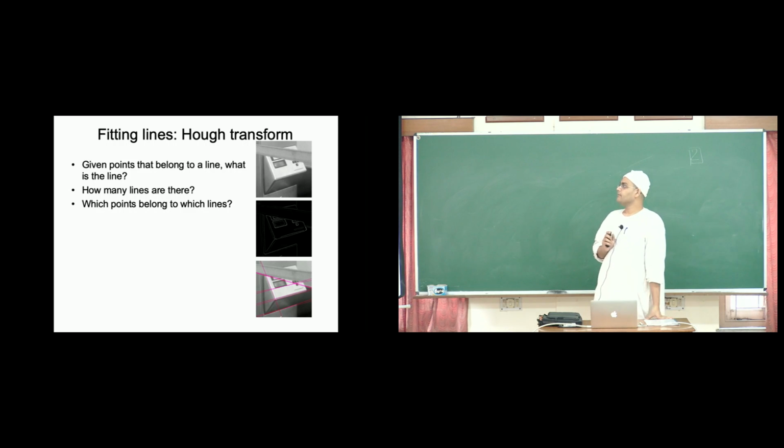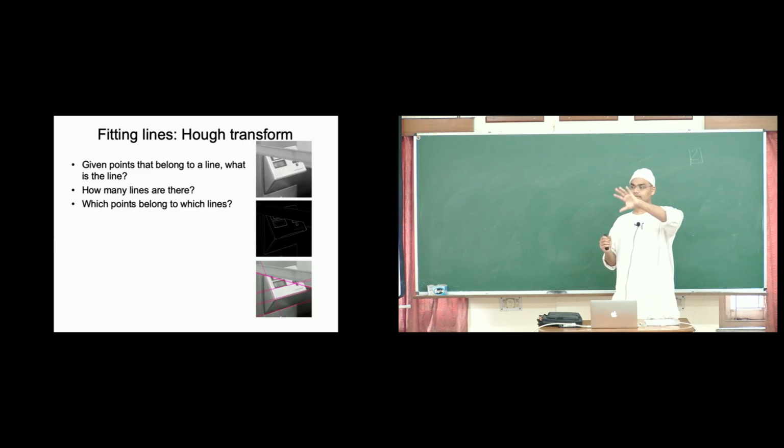Now, whenever we are fitting lines, some questions that you can ask are: given points that belong to a line, what is the line? Found the line, now we have to tell what line is that? Parametric equation. Two equations we can use, polar coordinate or Cartesian coordinate. How many lines are there? Is there only one line or multiple lines? There you definitely need to make a decision. How many lines are you looking for?